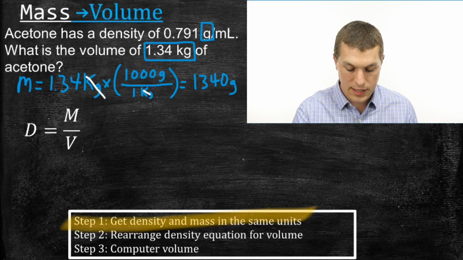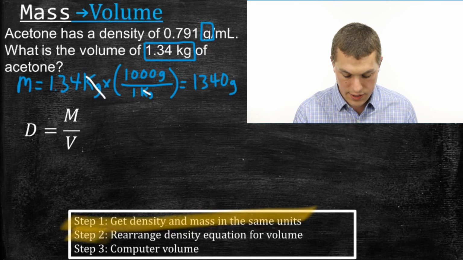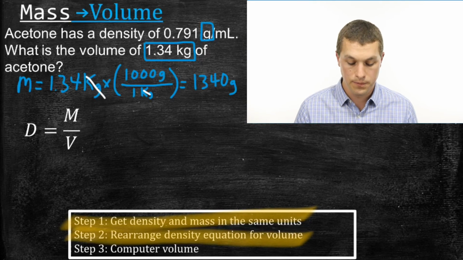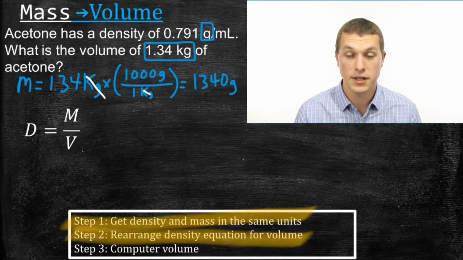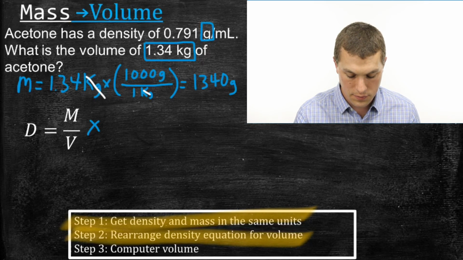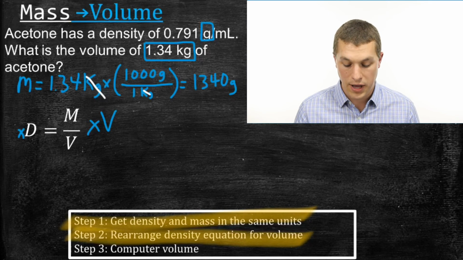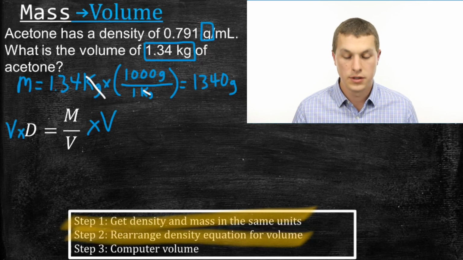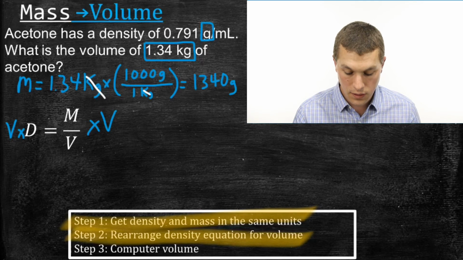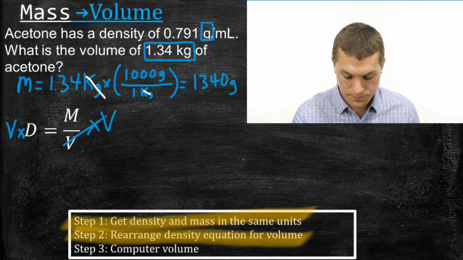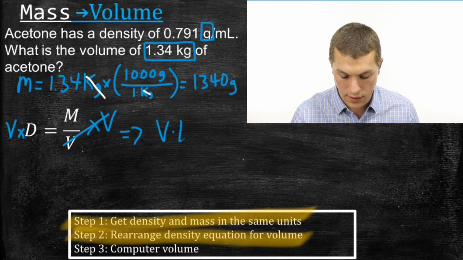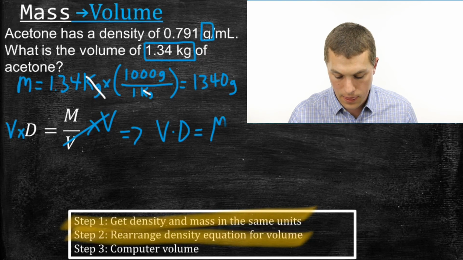All right? And step 2 says, rearrange the density equation for volume. So this is going to take us 2 steps of algebraic rearrangement, whereas our last algebraic rearrangements took only 1 step. So first thing we're going to do is multiply by V. And multiplying by V gets it out of the bottom of that fraction, which is helpful if we're trying to isolate V. So our V's cancel out, and then we're going to get V times D equals M.